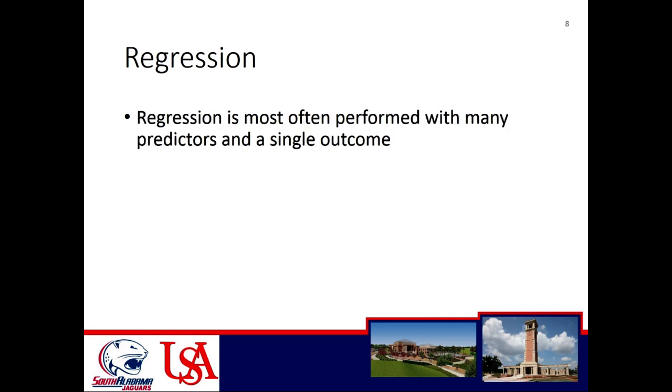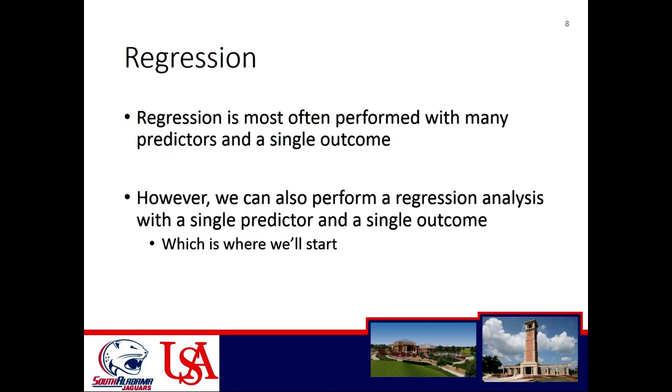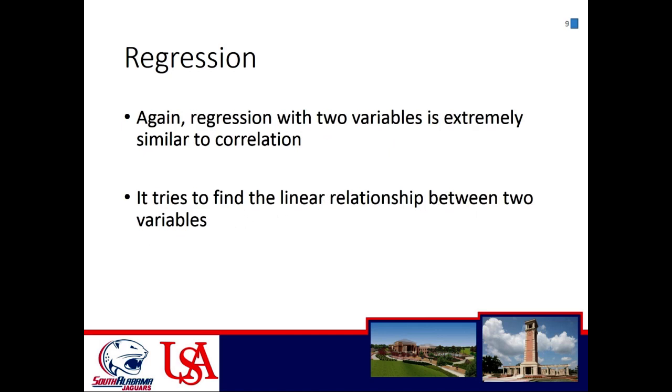Also, as mentioned, regression is most often performed with many predictors and a single outcome, but you can also perform a regression analysis with a single predictor and a single outcome, which is where we'll start. This is the simplest form of regression. And again, regression with two variables is extremely similar to correlation. It tries to find the linear relationship between the two variables.